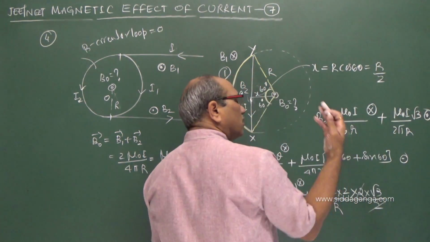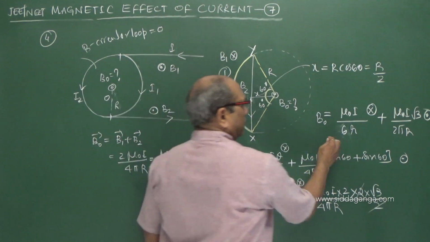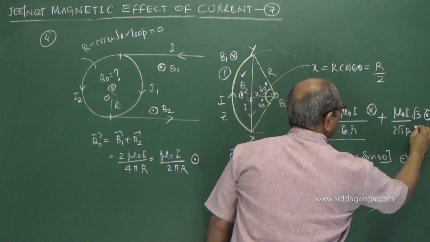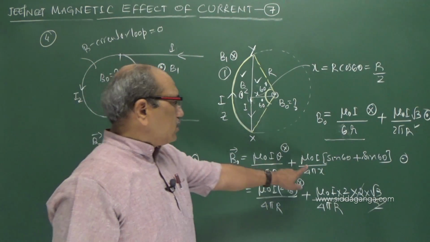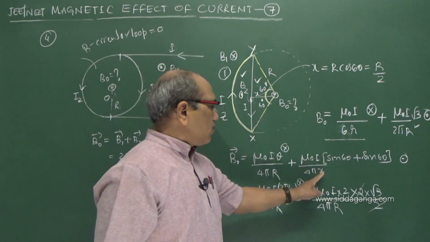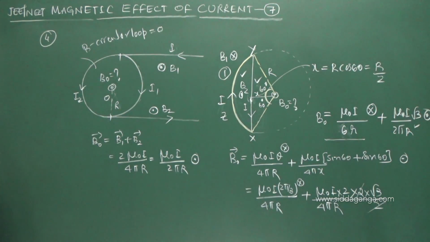According to the final answer given in the options, you can rearrange them. But I have given this as the field due to the arc portion and this as the field due to the straight line portion. This is used for the arc and this is used for the straight line portion. Sin 60, x is r by 2. Substituted, and we got the answer to that.